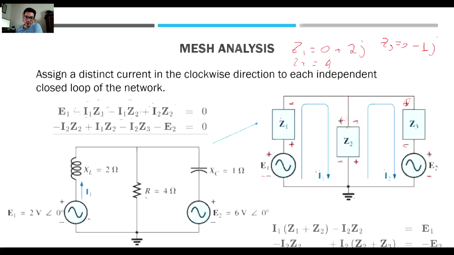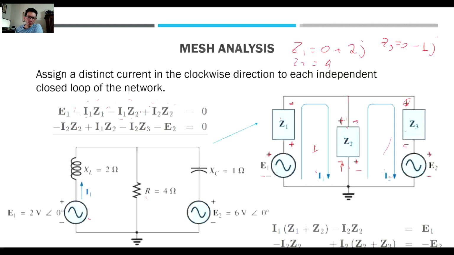The contribution of I1 is negative because it's going positive, negative. The contribution of I2 is positive because since we're doing mesh 1, the polarity we choose for mesh 1 is first negative and then positive for I2. Okay, it's going like this in a circle. And it's first going negative positive, which is what we designed. So that's why it's plus I2 Z2.